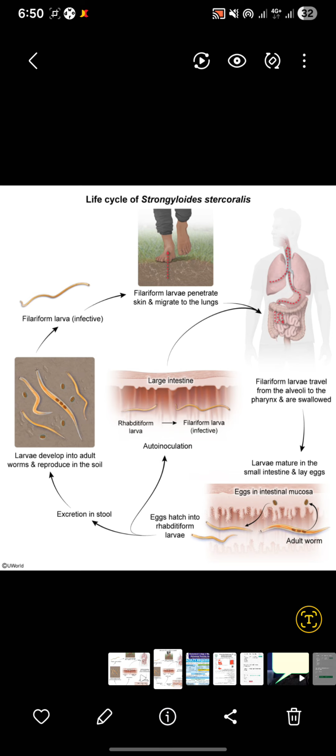Now, if someone is walking barefoot and this larva is present in the soil, and it is usually present in the soil due to infected stool which contaminates the soil, it enters our body from the soil through the skin and enters the bloodstream or the lymphatics. Through the bloodstream or the lymphatics, it reaches the lungs, in the alveoli.